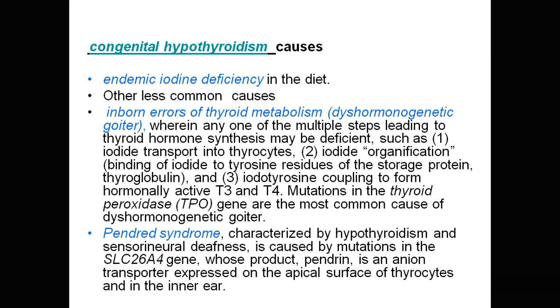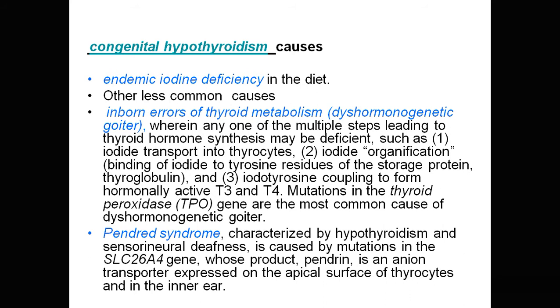So congenital hypothyroidism causes include endemic iodine deficiency in the diet. So there are some areas where there is a deficiency of iodine in their diet. Inborn error of thyroid metabolism is called dyshormonogenetic goiter.